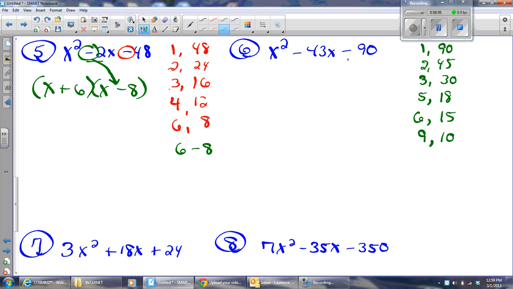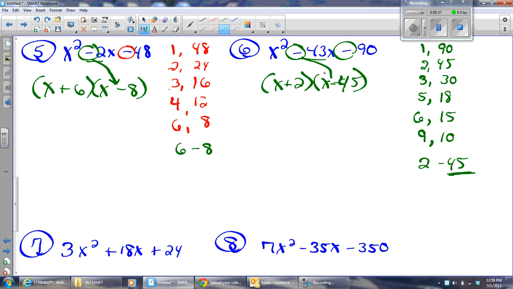All right. The 90 is negative. I need to subtract two factors of 90 that get negative 43. Wouldn't that be 2 minus 45? Yep. x plus 2 in one quantity, x minus 45 in another. And that is a 45, not a 95. And the larger of the two gets the sign from the middle. The 45 is larger than 2, so it gets the negative. If it was a plus there, then the 45 would get the positive.